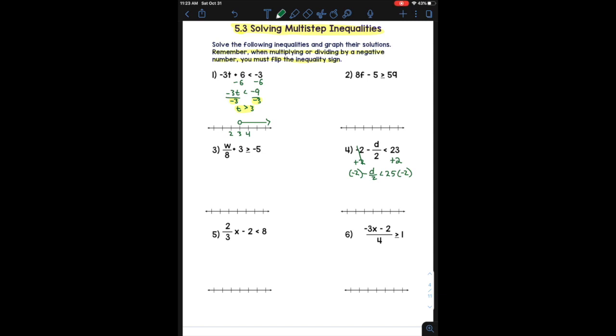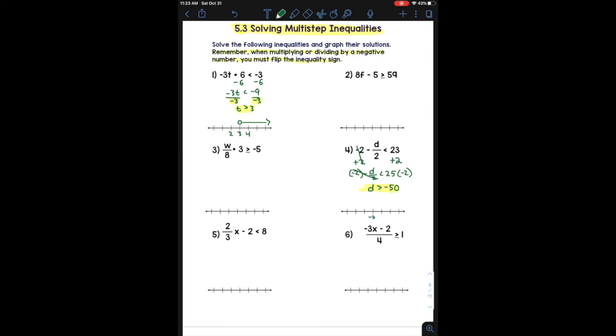The negative 2 and the negative d over 2 will cross simplify just to get our variable d. I do have to flip the sign because we're multiplying by a negative number. And 25 times negative 2 would be negative 50. So our answer is d is greater than negative 50. The solutions to that inequality are all the numbers bigger than negative 50.